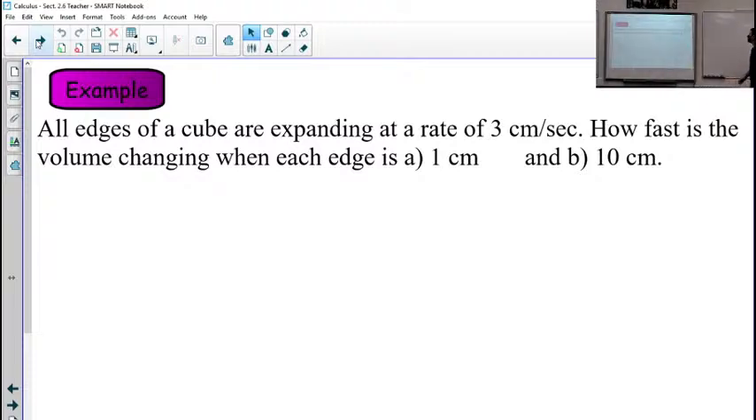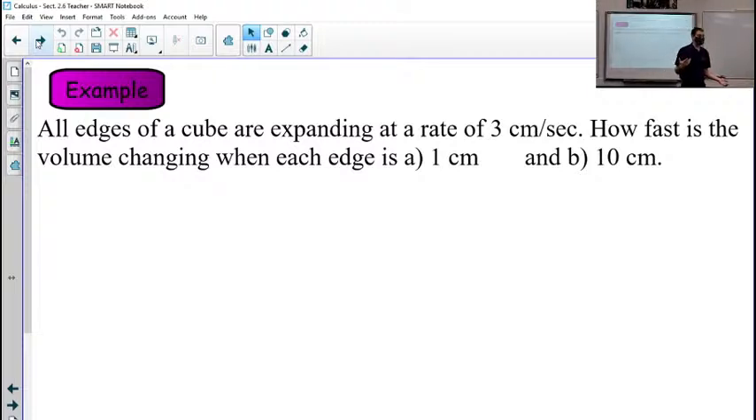Edges of a cube are expanding at a rate of 3 centimeters per second. How fast is the volume changing when each edge is 1 centimeter and 10 centimeters? So you can imagine this cube expanding outwards. And we are looking at the sides of the cube. That's the thing we're controlling. And as the sides of the cube get bigger, the volume is going to get bigger.